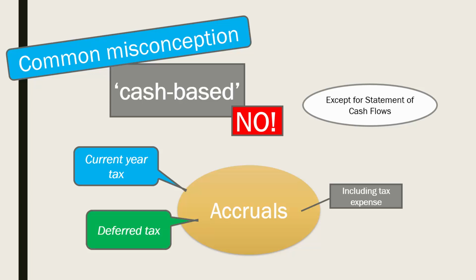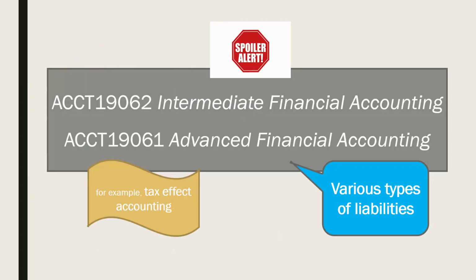Our firms can also make an accrual for deferred income tax liabilities. This results from differences between the tax expense calculated in a firm's accounts and the actual corporate income tax the company needs to pay that year. We will have the opportunity to study further how we account for company income tax and various types of liabilities in both Act 19062, Intermediate Financial Accounting, and Act 19061, Advanced Financial Accounting.